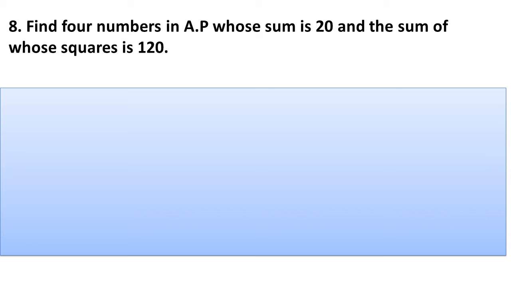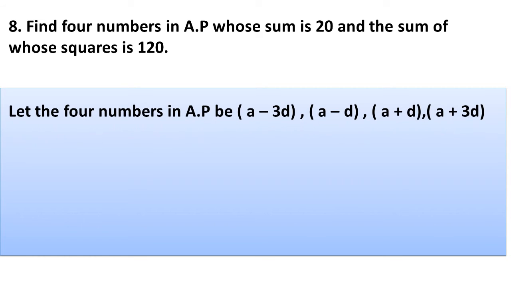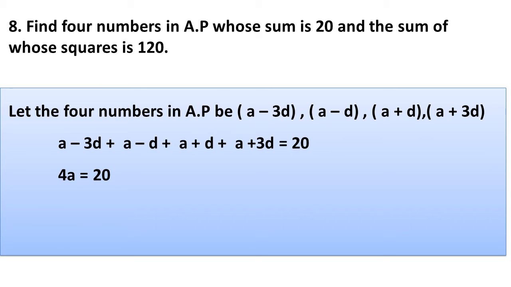Question number 8. Find four numbers in AP whose sum is 20 and the sum of whose squares is 120. Let us consider the four numbers as a minus 3d, a minus d, a plus d and a plus 3d. When its sum is equated to 20, the value of a will be equal to 5.